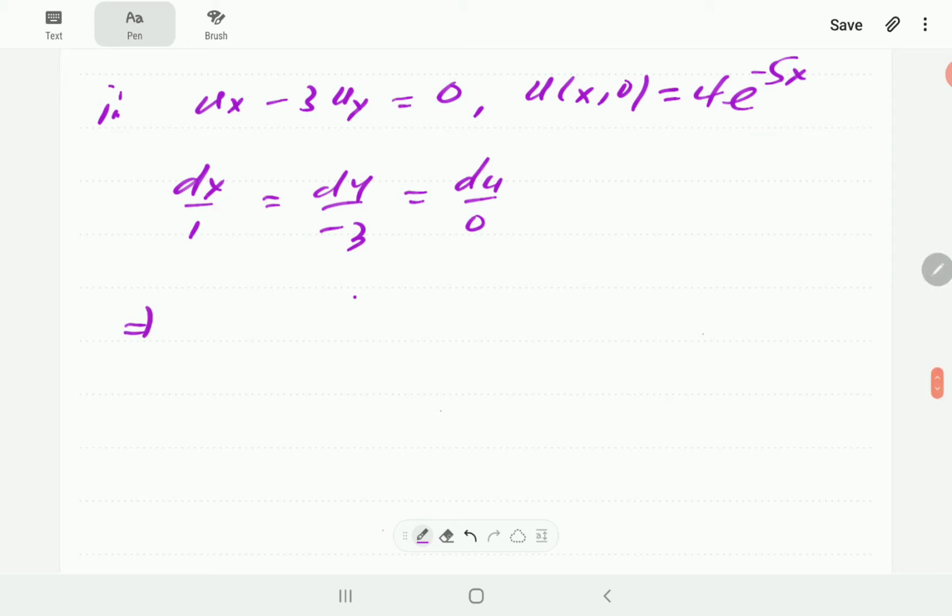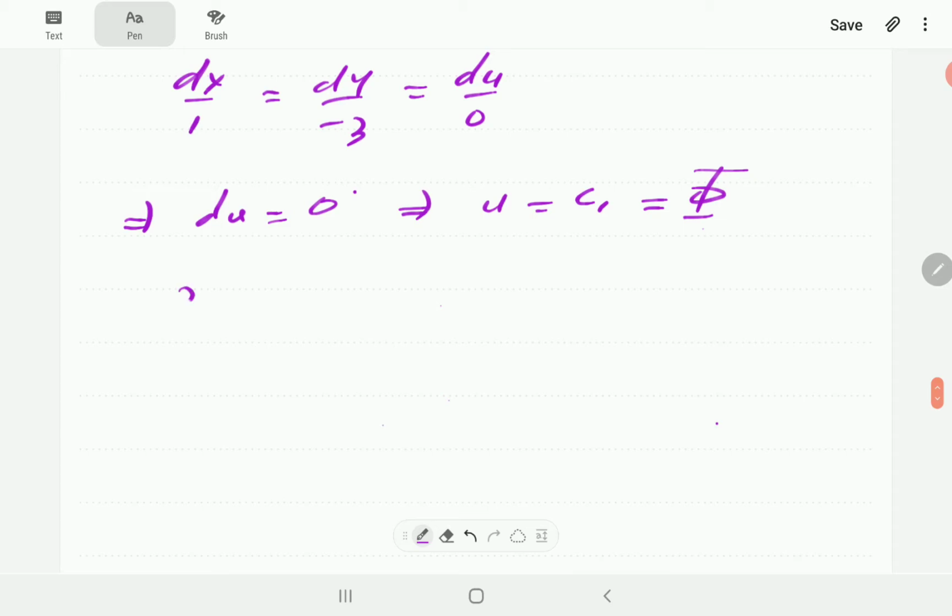Just taking this last term here, that last term implies that du is equal to 0, and so u is equal to c1, which is going to be equal to our phi.